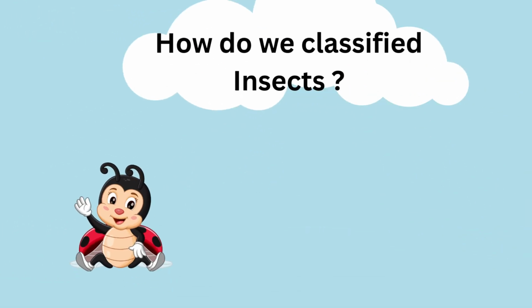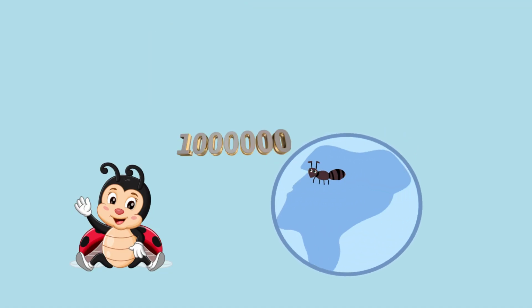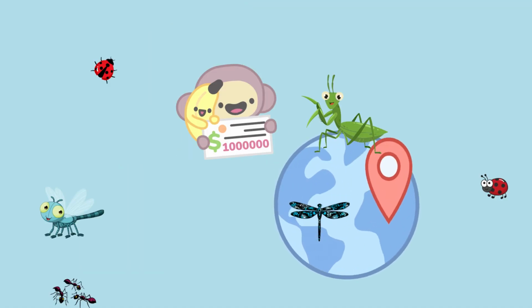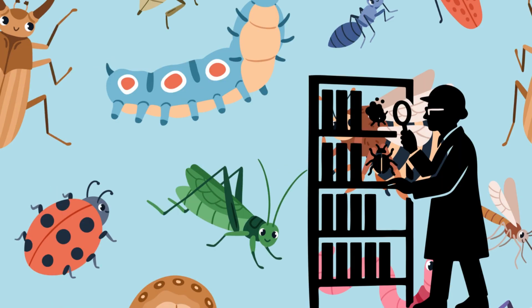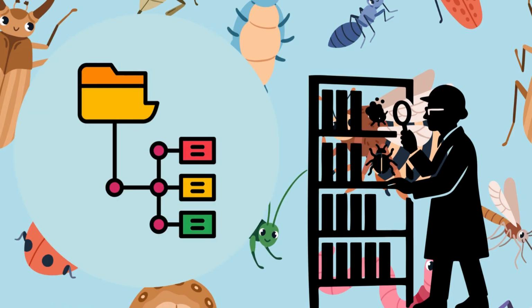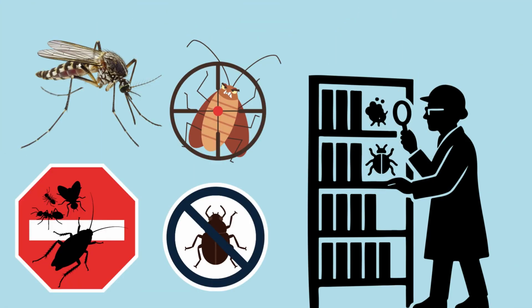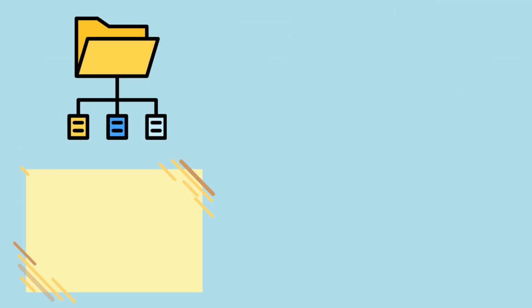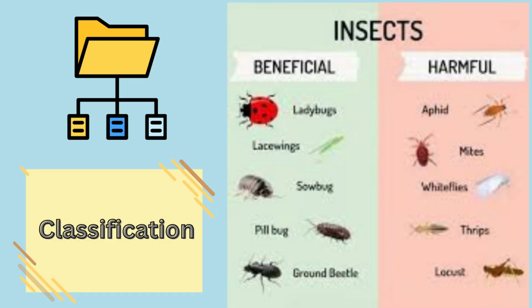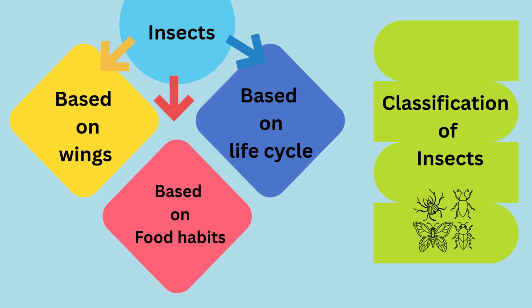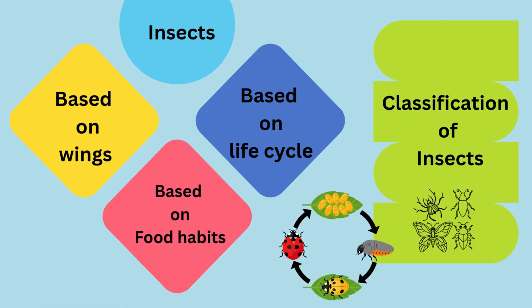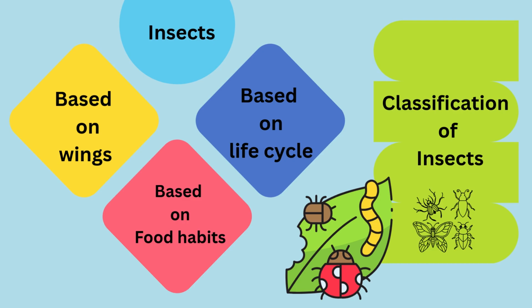So now, how do we classify insects? There are more than 10 lakh, that is 1 million, insect species in the world. So scientists group them into types to study them easily, find useful insects, and control harmful insects. This grouping is called classification. So how do we classify the insects? We classify the insects based on their wings, based on their life cycle, and based on their food habits.